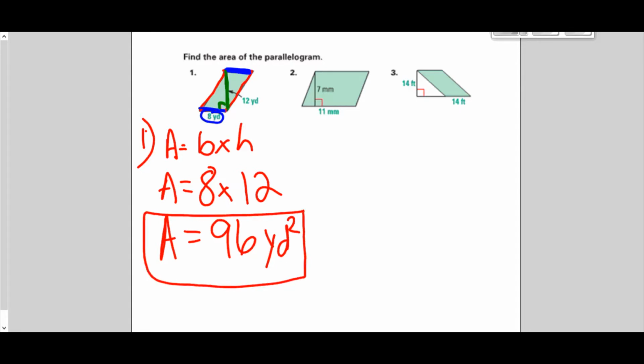So I want you to try numbers 2 and 3. It would be very similar to how I did number 1. Hopefully you had a second to pause the video. I'm going to go on to the next examples.